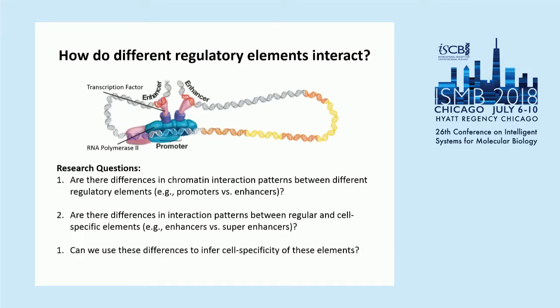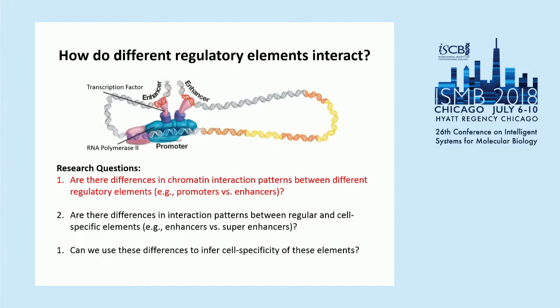So, as we know, we have different regulatory elements such as promoters and enhancers, and they interact with each other with these chromatin interactions. Leading to our first research question: whether or not different chromatin interactions have different connectivity patterns between different regulatory elements.